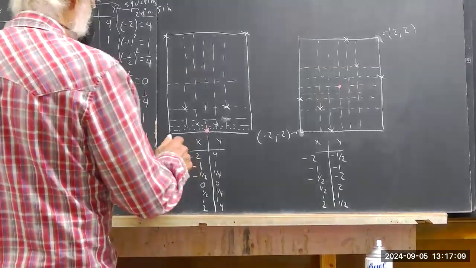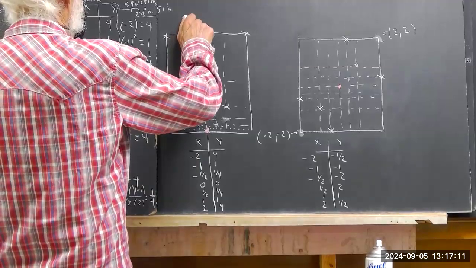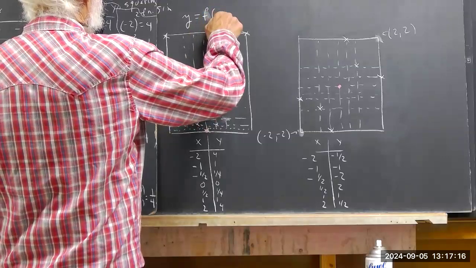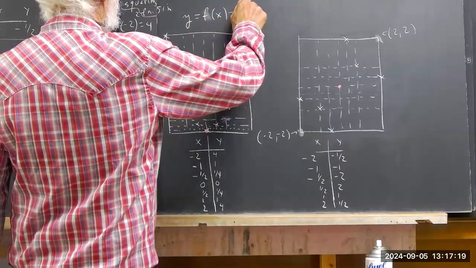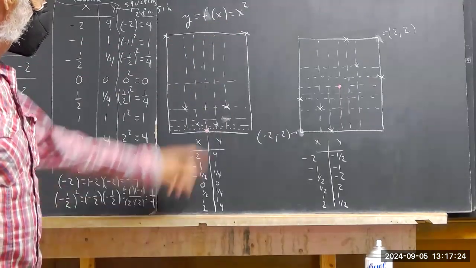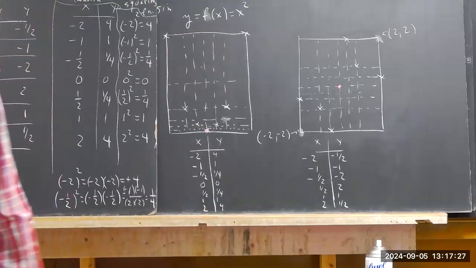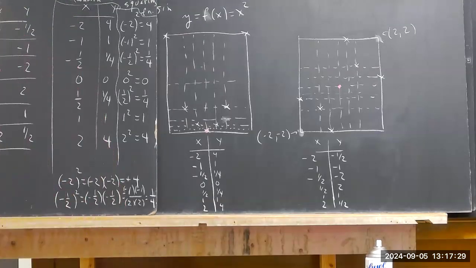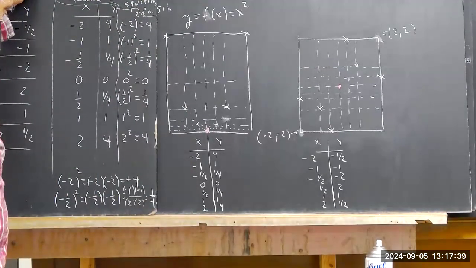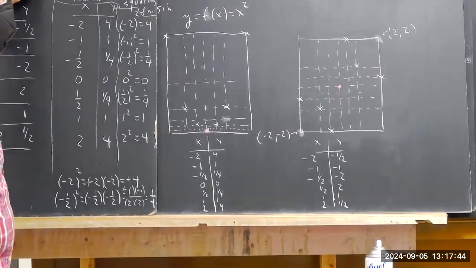So now we can say that this is y equals f of x equals x squared. If you don't know what f of x means, you will by Monday because there's an assignment. Okay. Open math will tell you. I'll tell you something. Okay. It's simple enough.